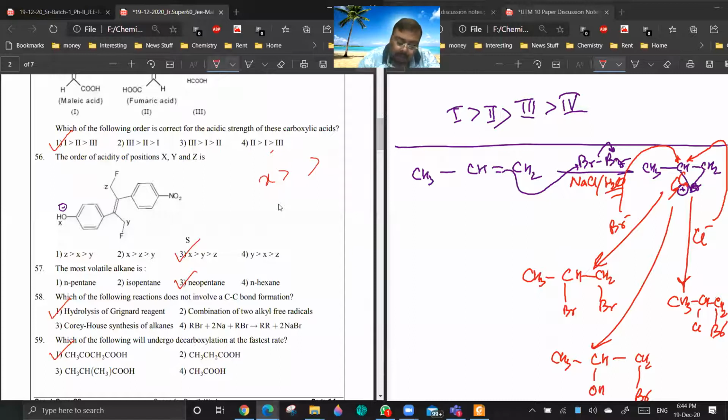Now between Y and Z, if you are considering the negative charge here and you're trying to delocalize it, it will go like this. But here, it will go like something like on this. So this OH lone pair will be destabilizing the negative charge. Are you getting a point?